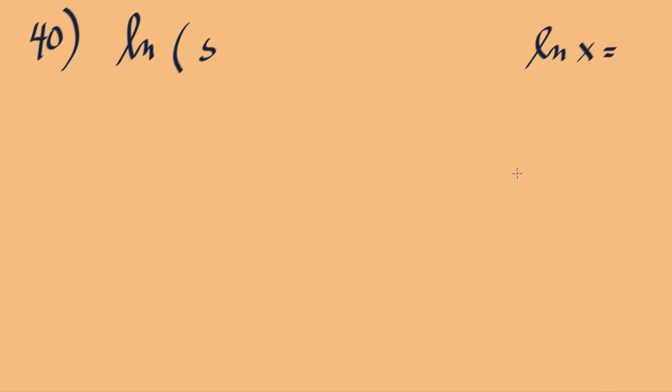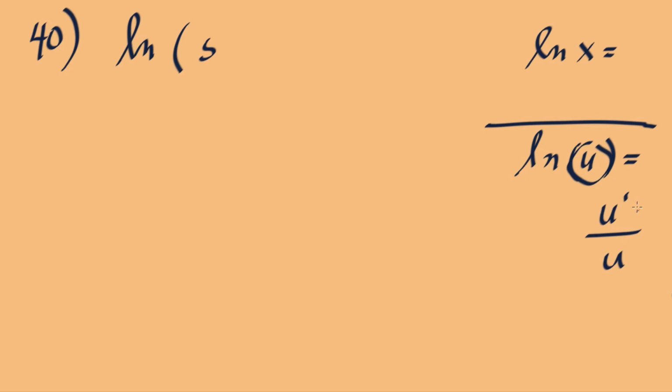Okay, good job. Number 40. Let's talk about the natural log. One more time, what is the derivative of the natural log of x? For the natural log of u, where u is a function of x, this is more general. What we do is get the derivative u prime, divided by that u. If u is just plain x, then u prime is 1, over that same x. So the derivative of the natural log of x is 1 over x.